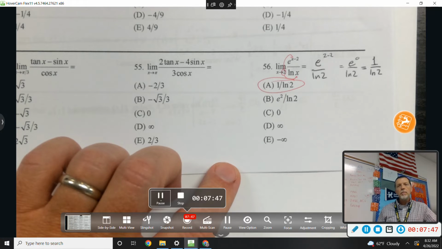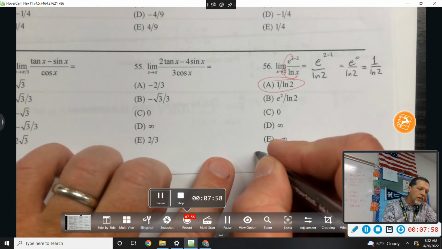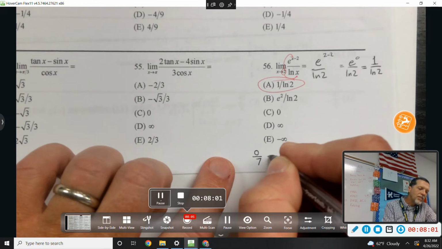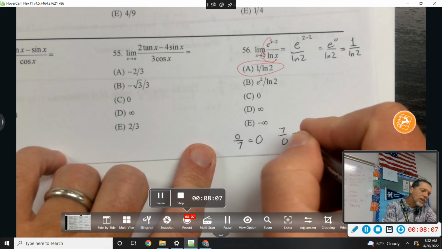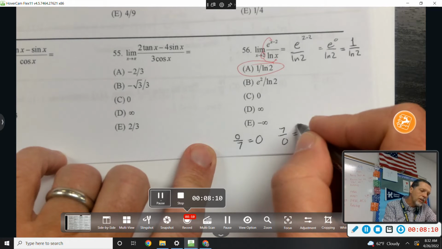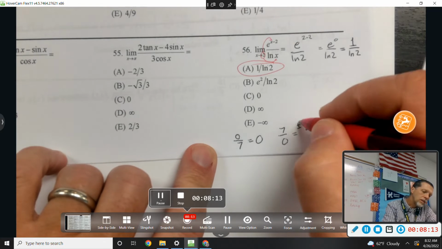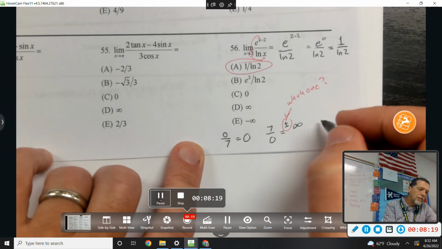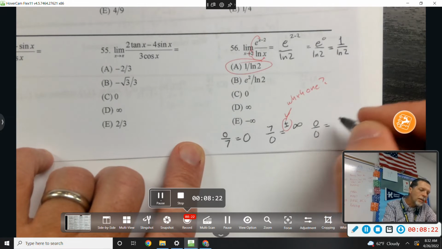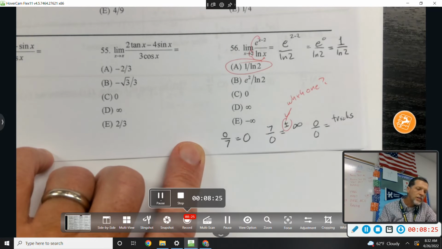What would we do if it didn't work? Well, my question would be, how doesn't it work? Because there's different ways of not working. If it's 0 over 7, that's 0. If it's 7 over 0, that's infinity, but then you have to figure out whether it's plus or minus. And if by not working you mean 0 over 0, that means we have to try one of our algebra tricks.